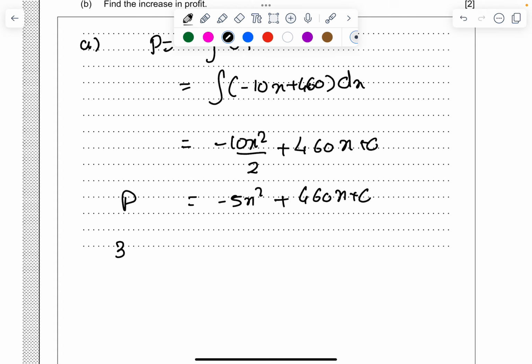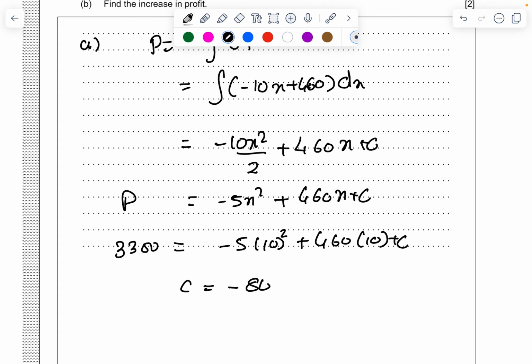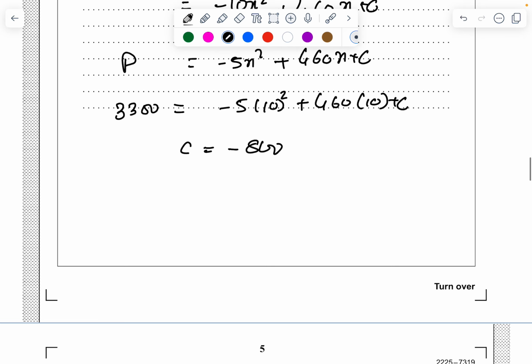So 3000, 3300 equals minus 5 times 10 squared plus 460 times 10 plus c. This gives me the c value as negative 800. So I'm going to get the profit as minus 5x squared plus 460x minus 800.